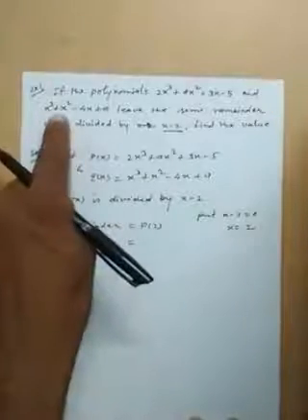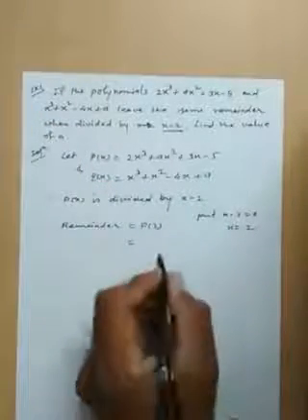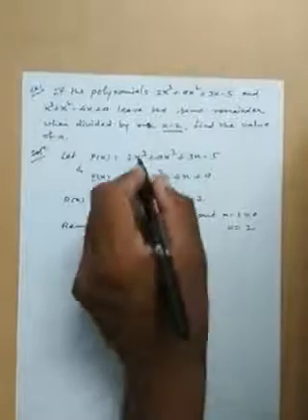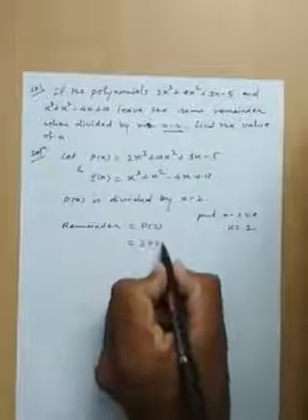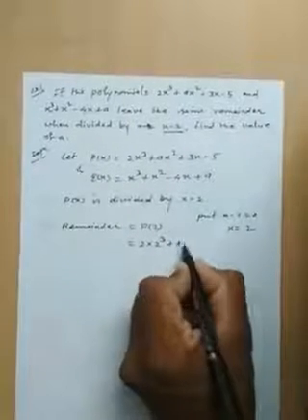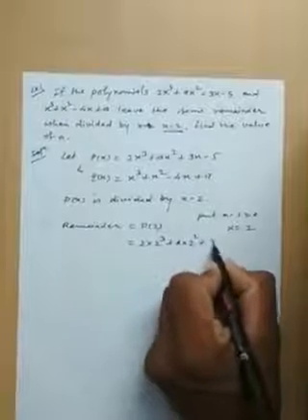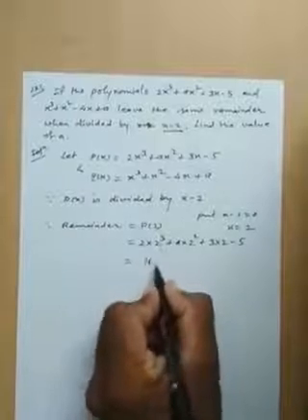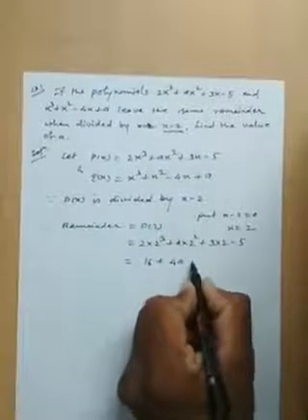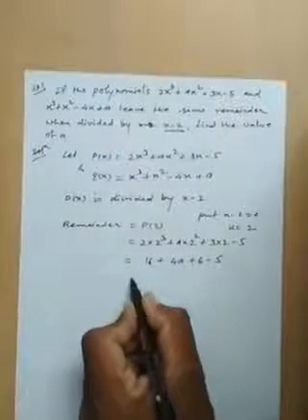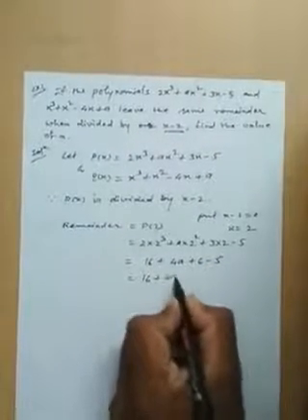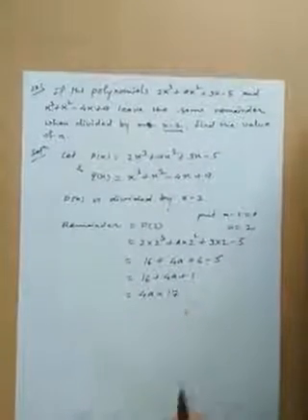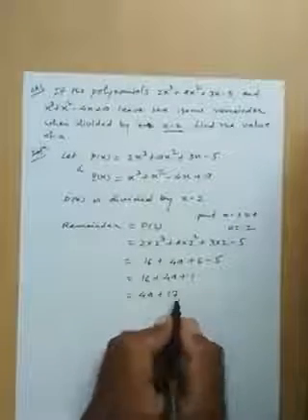And for the second polynomial, Q2 is the remainder. So first of all find the remainder P2. Put x equal to 2 in the first polynomial: 2 into 2 cube plus a into 2 square plus 3 into 2 minus 5. 2 cube into 2 is 16 plus 4a plus 6 minus 5. 16 plus 4a, 6 minus 5 is 1, and 4a plus 17. 4a plus 17 is the remainder.